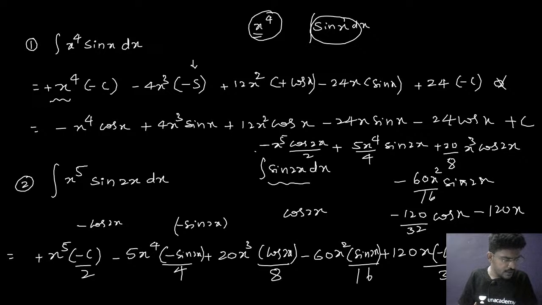Okay. So like this you have to solve your problems if you get this type, integration of x raised to 5 sine 2x with respect to dx. Clear? So this was a very interesting problem. If you get this type of problems, you can use this particular trick. Clear? So now I will go for the next type of problem.